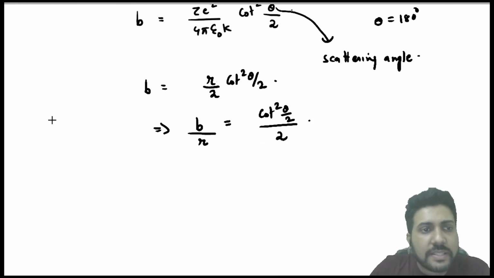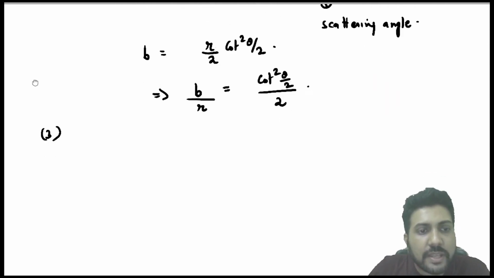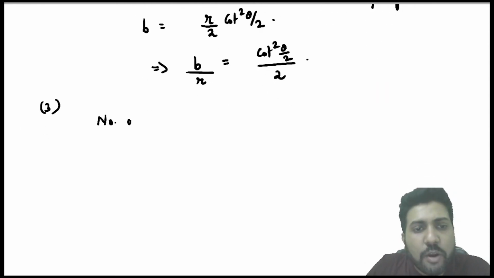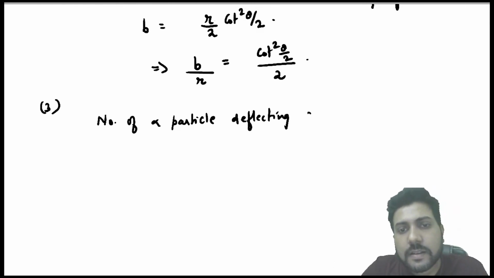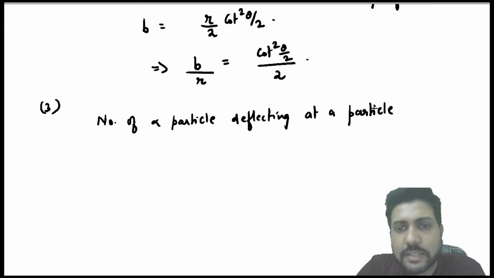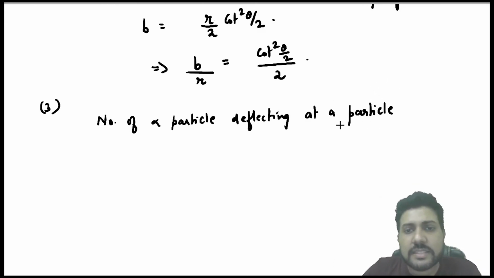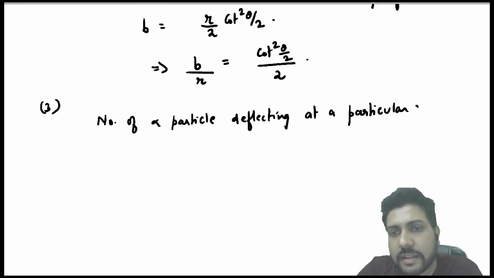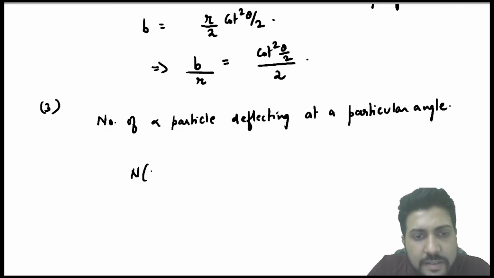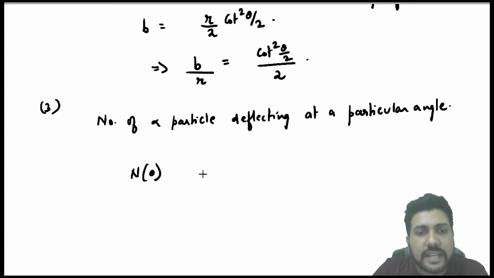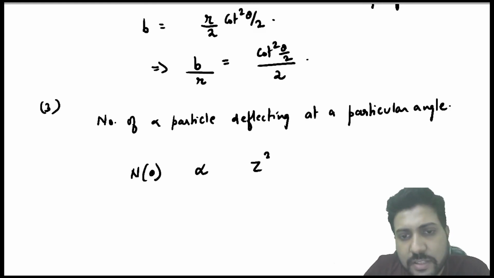Now the third thing that you should know in Rutherford's theory is the number of alpha particles deflecting at a particular angle. The derivation of this is also not in the syllabus, so I will just write the relation because the relation is required. The number of alpha particles deflecting or scattering at a particular angle, that is N as a function of theta, is directly proportional to Z square divided by sine power 4 theta by 2.